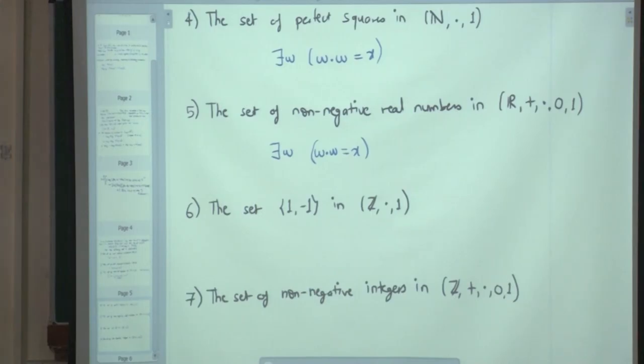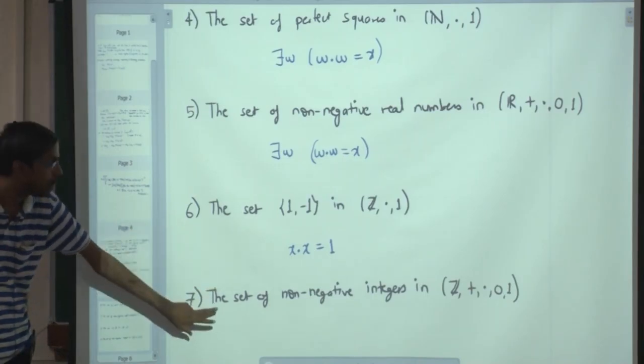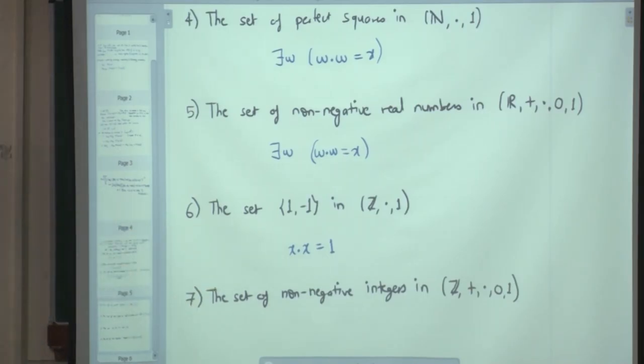Okay. So, the set 1 comma minus 1 in Z with dot. X into X equals 1. Yes. X into X is equal to 1. Very good. So, this is simple. This is simply a solution set of a polynomial. What about this? There exists W1, W2, W3, W4 such that W1 is... Very good. Perfect. And how did you think about this solution?